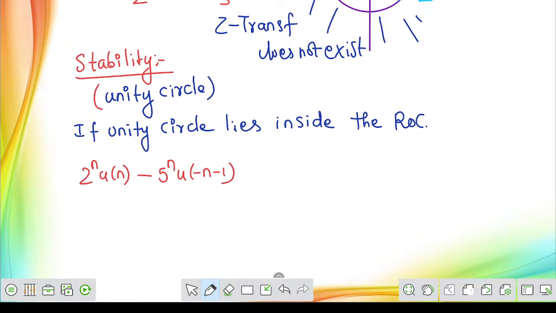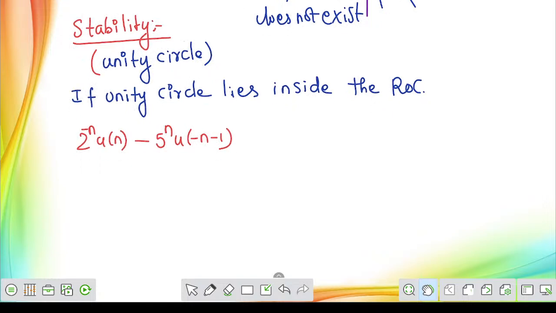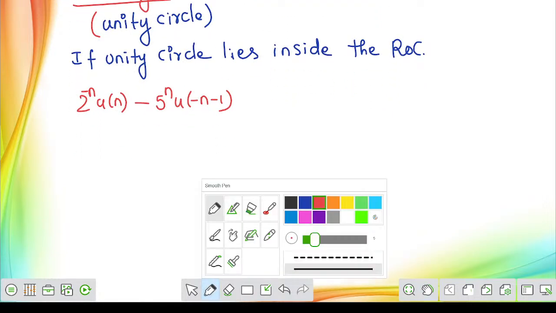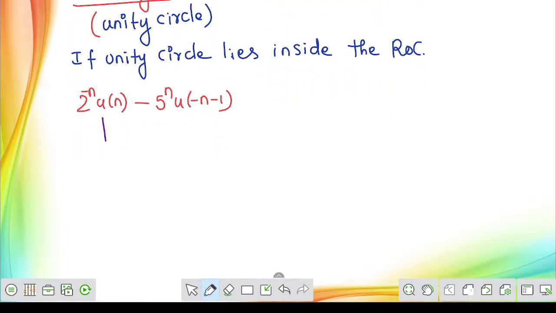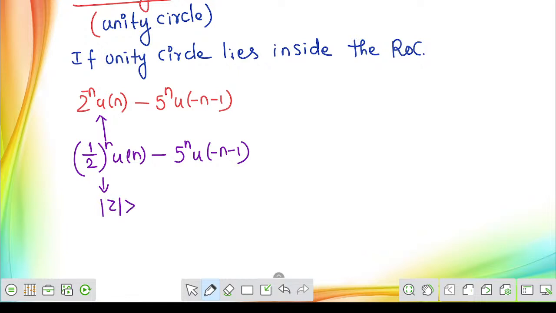Now the question is, if they are asking you whether the system is a stable system or not, what do you have to do? Just draw the ROC. First of all, this can be rewritten as (1/2) power n into u of n, minus 5 power n into u of minus n minus 1. For the first one, the region of convergence is mod z greater than 1/2, or 0.5. The second one is mod z less than 5.